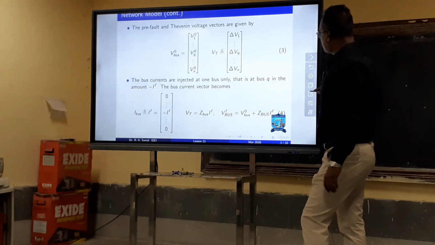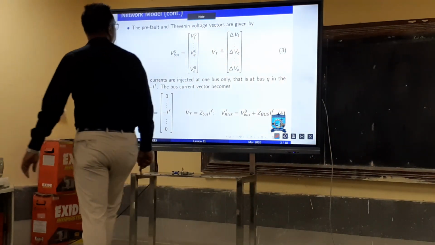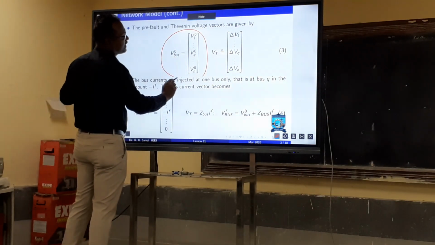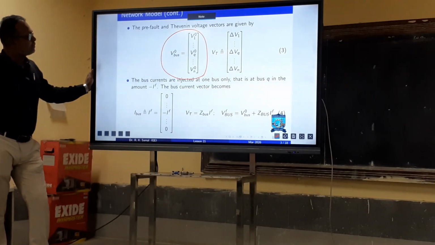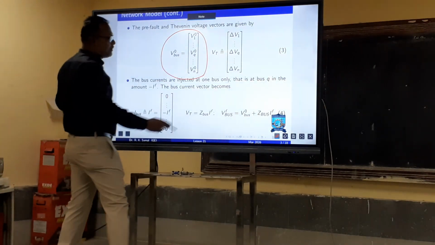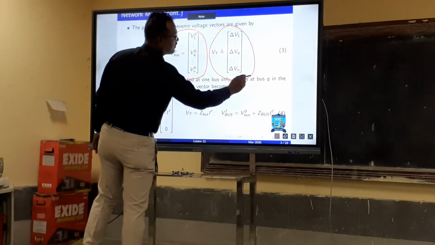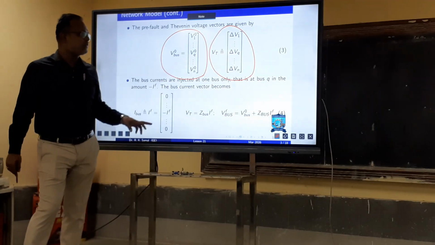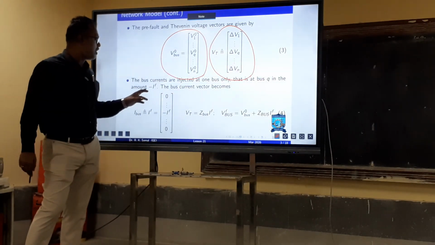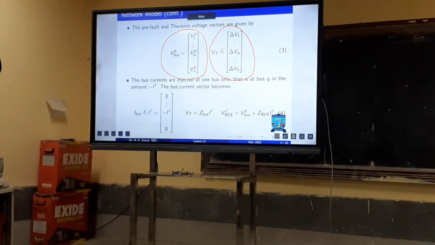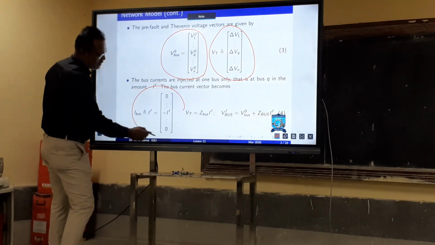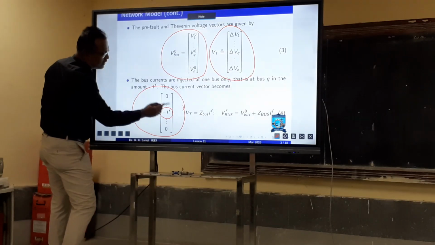Now, this shows in detail how it looks. So the pre-fault voltage is before the fault, given by a voltage vector. Write down the voltage vector. This is the pre-fault voltage vector, and this is the Thevenin voltage across the faulted terminals. The bus current is injected at one bus only, that is at bus Q, of the amount minus IF, because there is only one bus where the fault has occurred. That's what we are assuming, one fault at a time. And therefore, the fault current is given by this, where this is the faulted location.